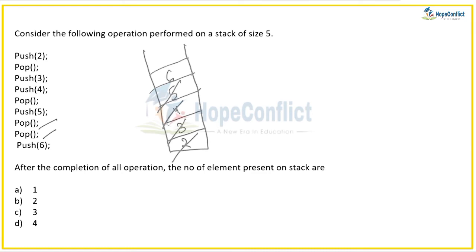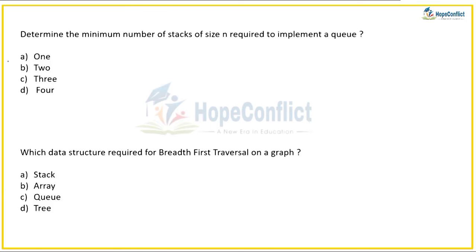So how many elements are present in the stack now? All these have been popped out. Only one element that was pushed at the last, that is 6. So the number of elements present in the stack is 1 only. Only one element is present in the stack after all these operations. Okay, I hope that is clear. Let's see the next question.